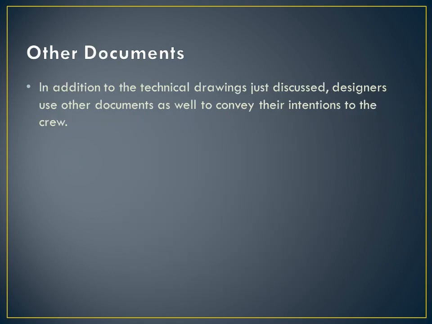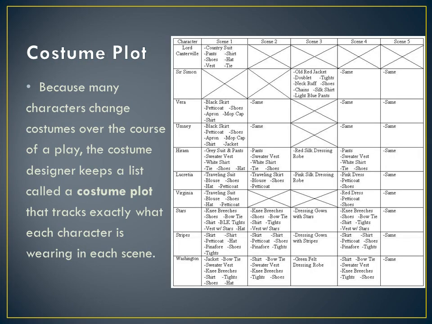In addition to those sort of drawings, designers also use other documents to convey their intentions to the crew. The costumer will have a thing called a costume plot. This is because most characters change their costumes over the course of a full-length show, and that has to be kept track of. So a costume plot lists what every single character is wearing in every single scene of the play. Sometimes, as you see in that plot there, a character doesn't show up, so they're X'd out. Sometimes they're wearing the same thing as the last scene, so it just says the same. But this allows you to keep track of exactly what each person is wearing all the way throughout the show.